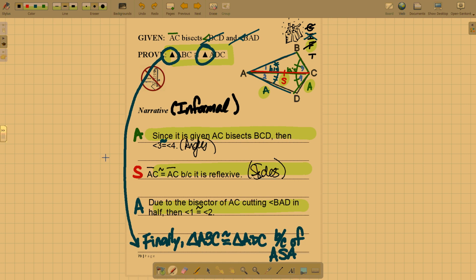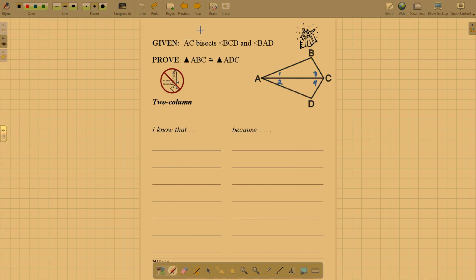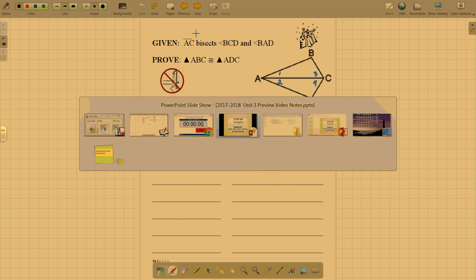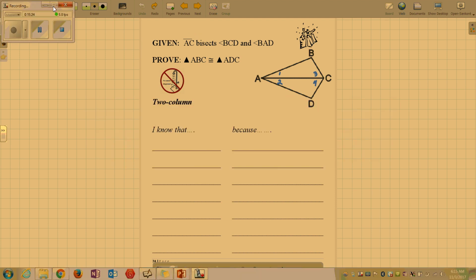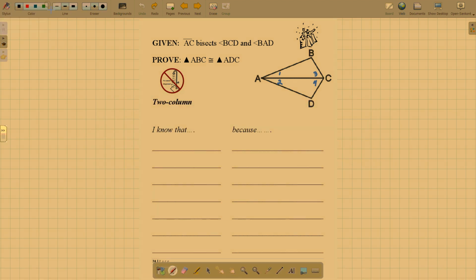So those are informal proofs. You just write sentences. You make sure you include all the details. Now we're going to get into what are called formal proofs. That was informal. These are formal. So we're going to do the same thing, doing a formal proof.